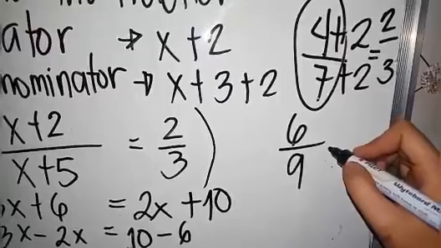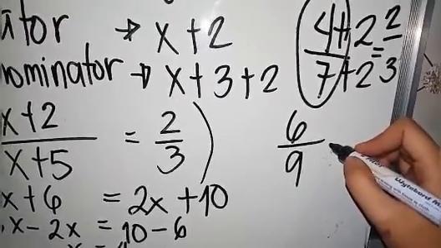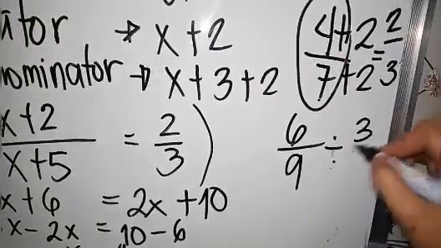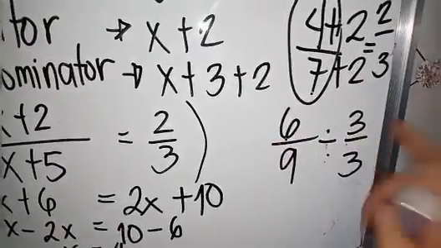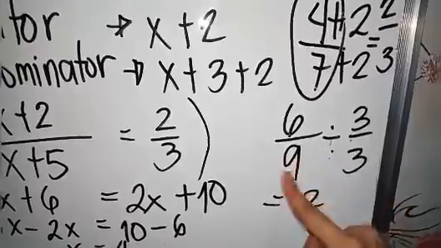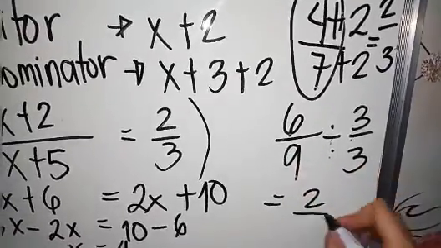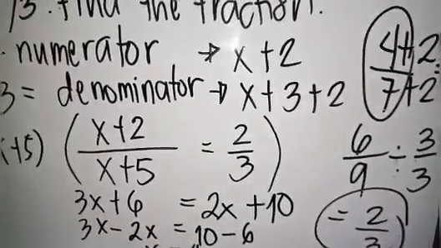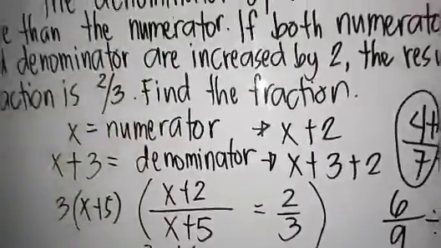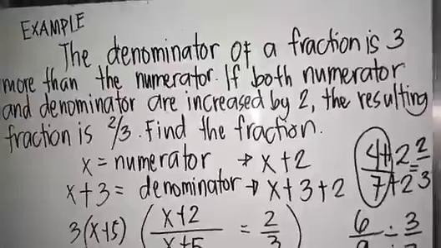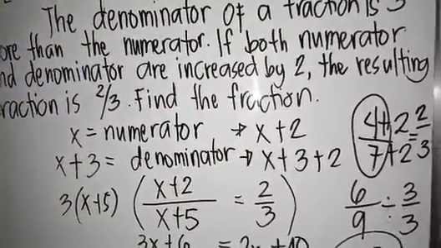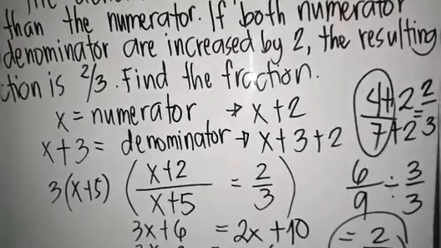Or, pwede natin itong i-simplify or i-reduce into lowest term. So, divide lang natin ng 3. So, 6 divided by 3 will give us 2. Then, 9 divided by 3 will give us 3. So, nakuha natin yung 2/3. Ibig sabihin, tama yung ating nakuhang fraction. So, ganun lang kadali kung paano mag-solve ng word problem involving rational expressions.